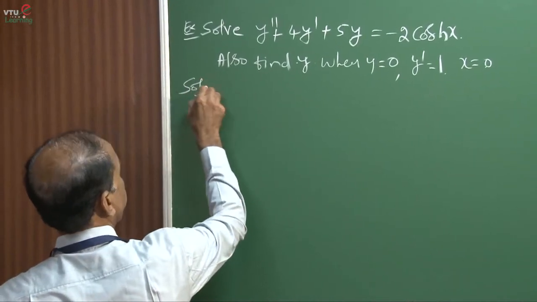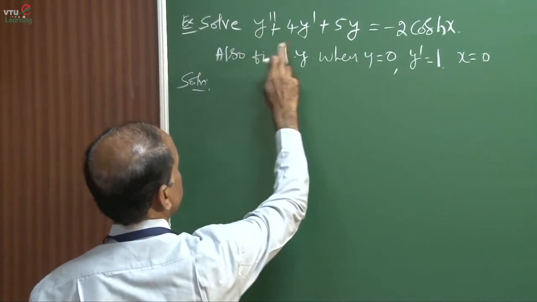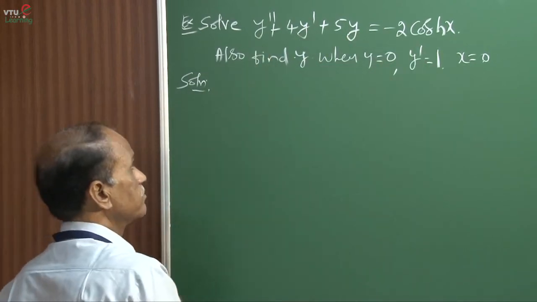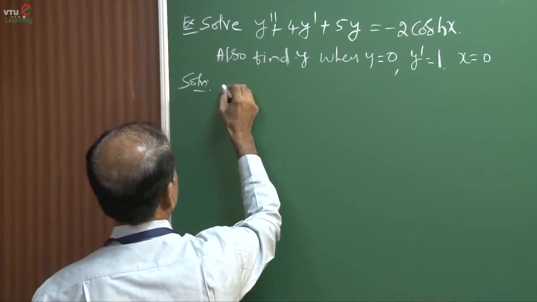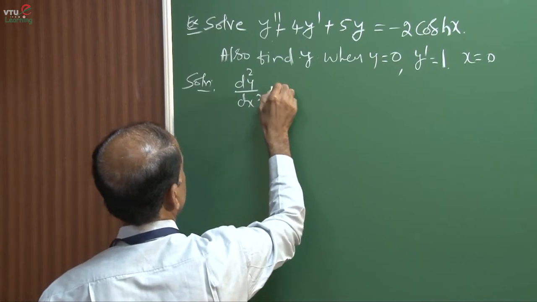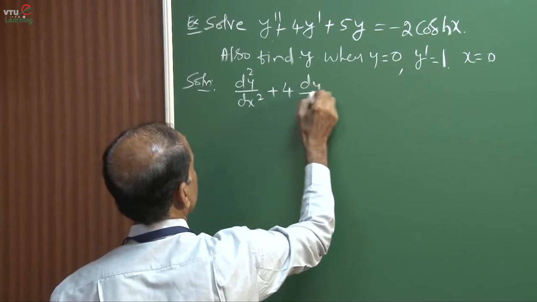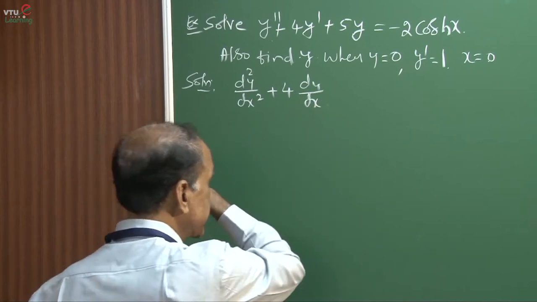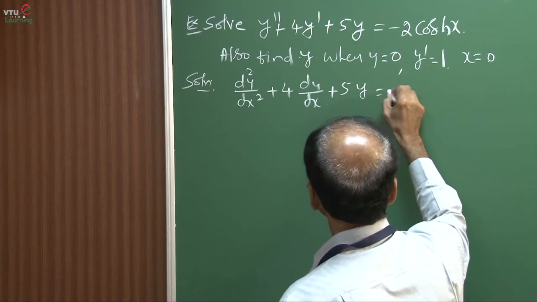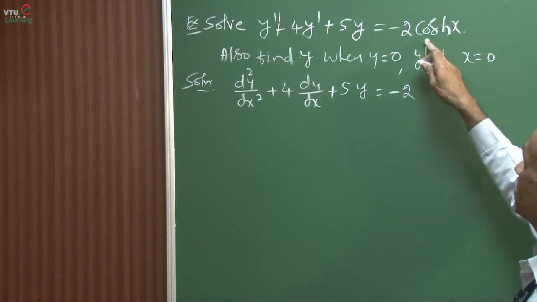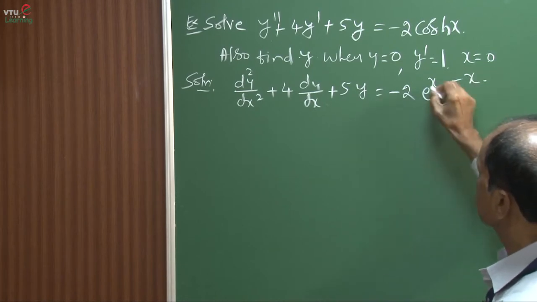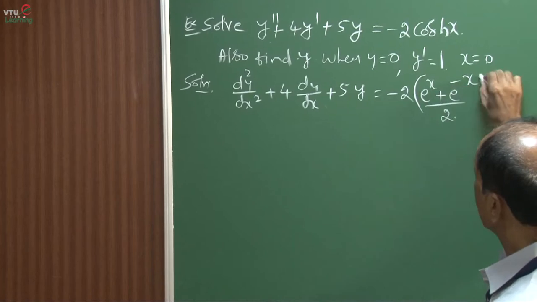In the solution, this is y double dash plus 4y dash plus 5y is equal to something. This is also a second order differential equation. Y double dash means you can write it as d square y divided by dx square, plus 4 into dy by dx, then plus 5 into y. This is minus 2, then cos hyperbolic x means e to the power of x plus e to the power minus x divided by 2.